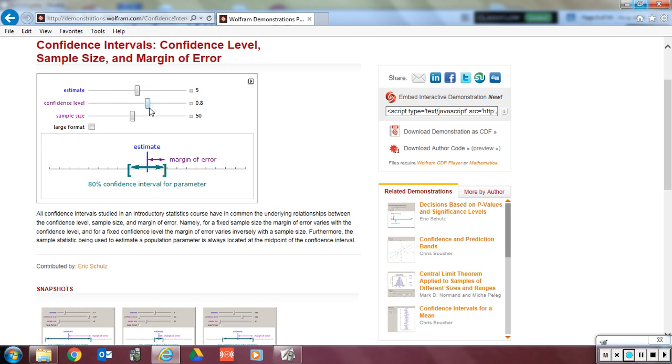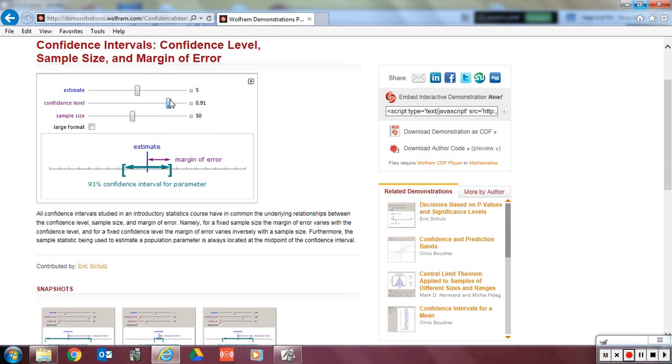Okay, so here I go. Confidence level is going to go up. What's going to happen to the interval? It's going to get wider. So here we go. Drum roll, please. Okay, there it goes. So as margin of error goes up, the interval gets wider. Now let me put this back down to 80, or I'll just leave it at, say, 90 or so.